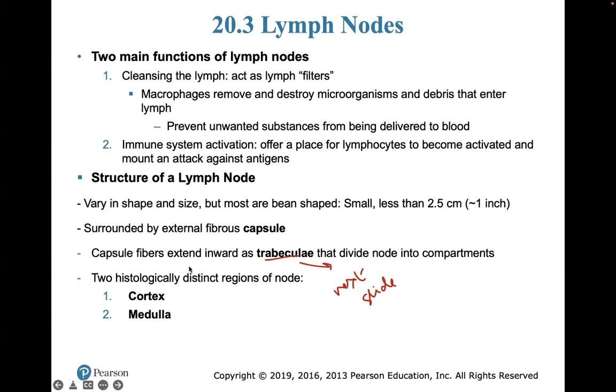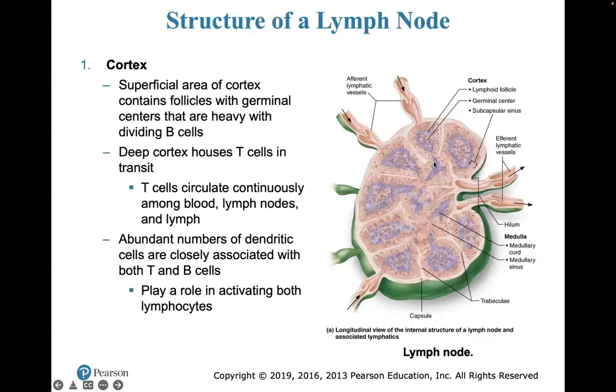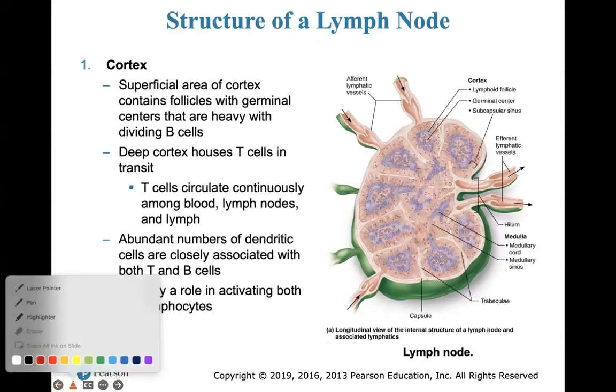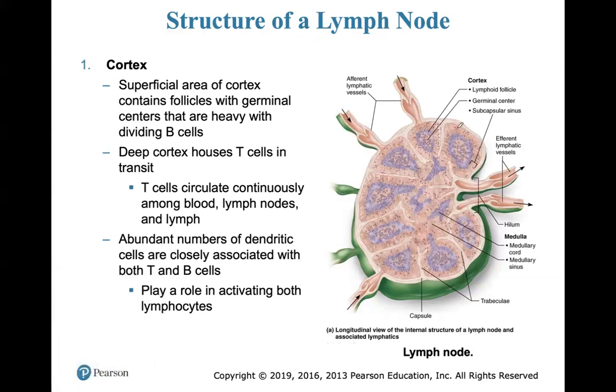So a lymph node has two histologically distinct parts, cortex and medulla, and is covered outside by a capsule. So it looks like this. This is the capsule. The capsule invaginates or folds inside and forms structures called trabeculae. The outer part is the cortex, right? And the inside part is called the medulla.